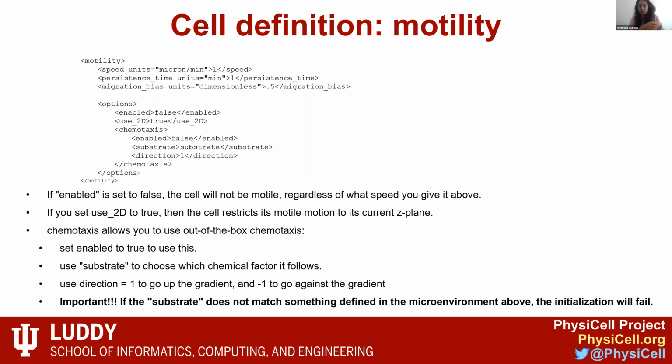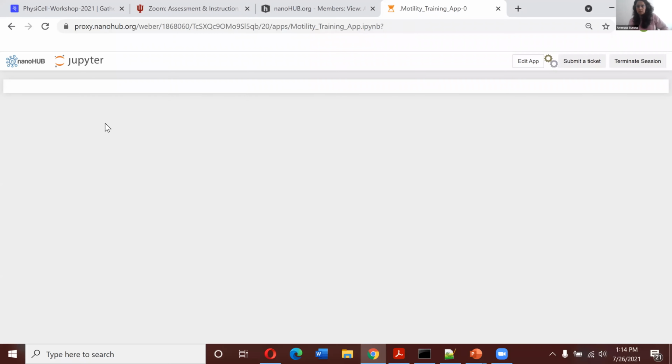Again, we have an app for this. We can go to the app and you can see that. All these apps are available. You can just go and explore them on your own if you want. So if I run this with the default user parameters, there are 3 cells which are motile and which have a persistence time of 30, migration speed of 2, and migration bias of 0.8.